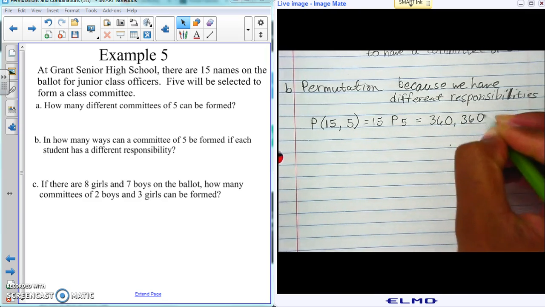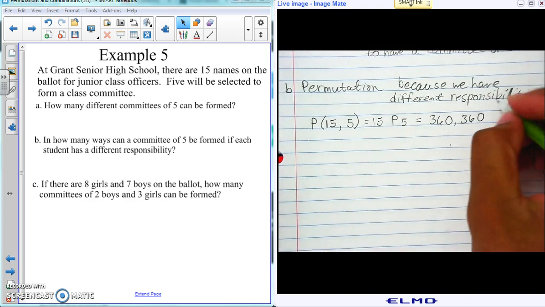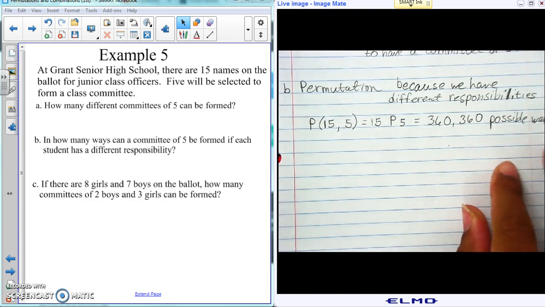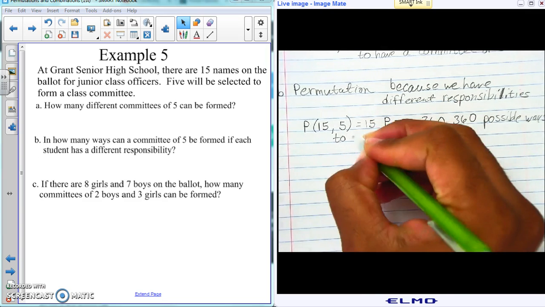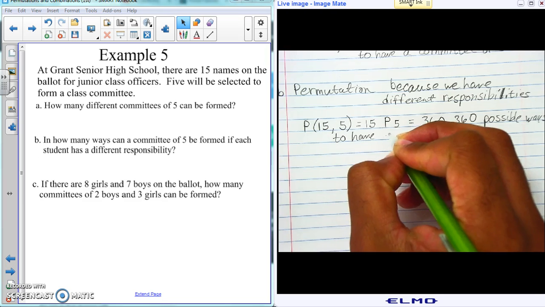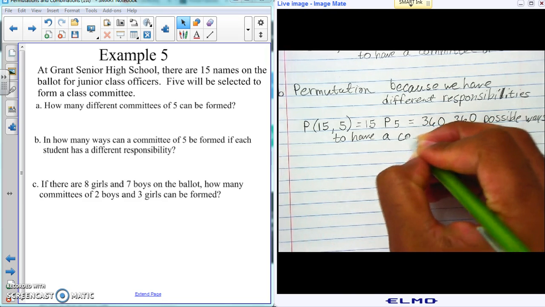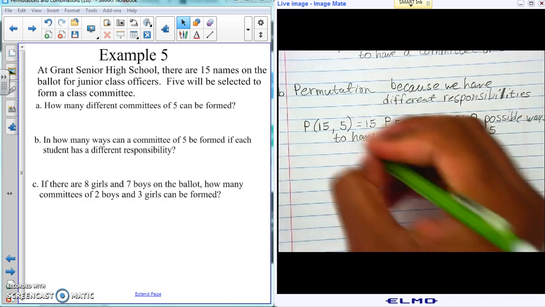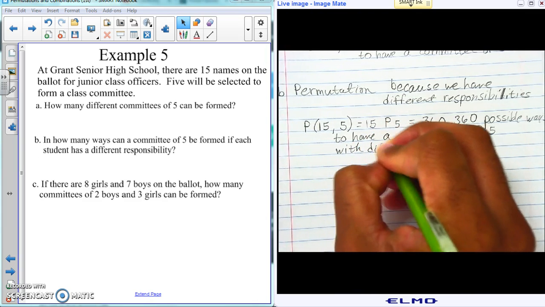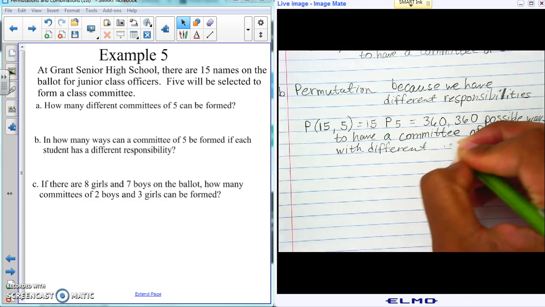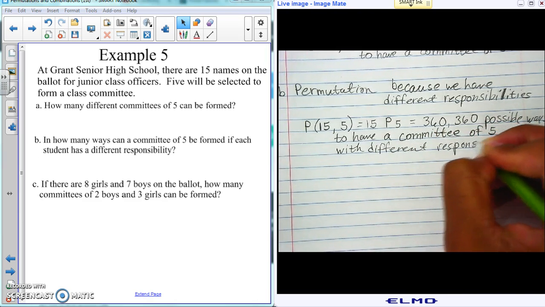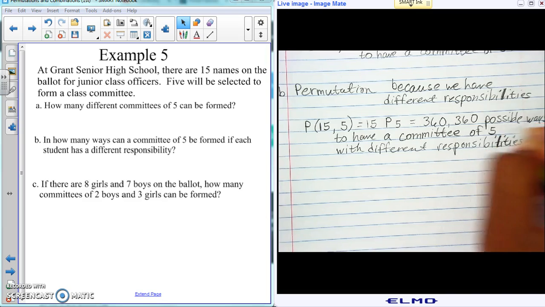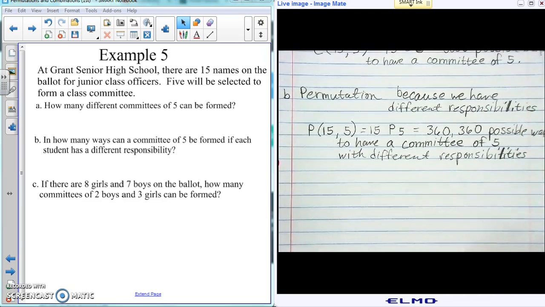All right, so there's 360,360 possible ways to have a committee of 5 with different responsibilities. Okay, so that's that. That's B.